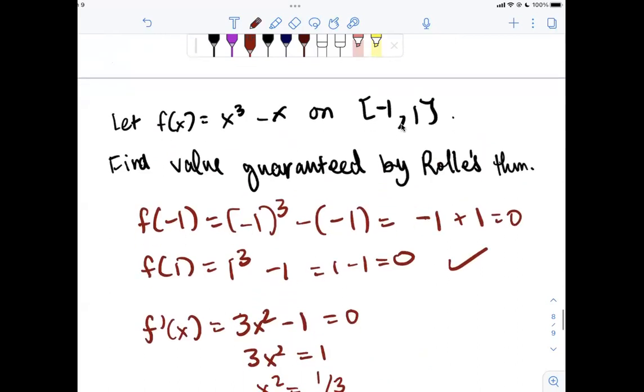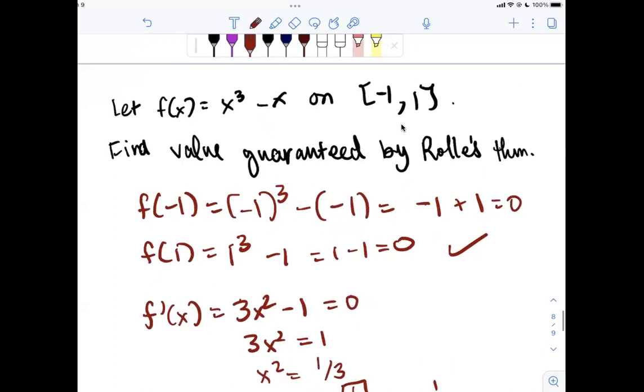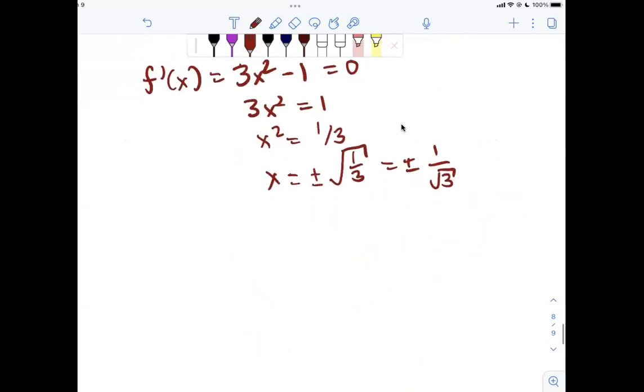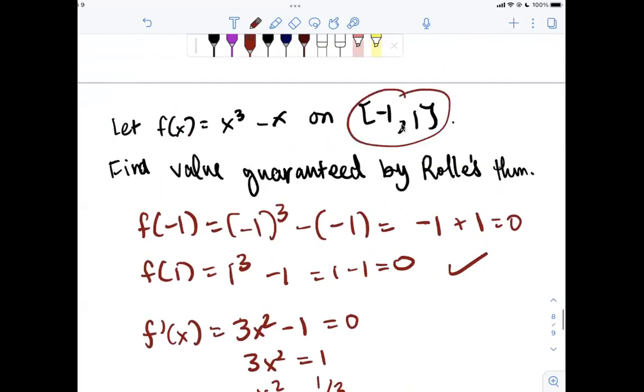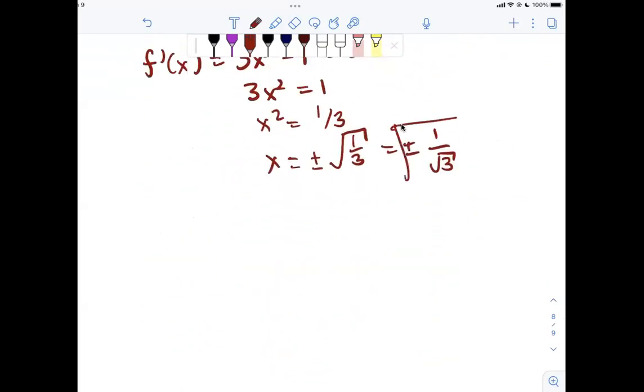Okay, so in this case, the square root of 1/3 is an absolute value less than 1. So in fact, both the positive and negative values work. They're both going to be between -1 and 1. So either one is a valid answer. And so there we go.